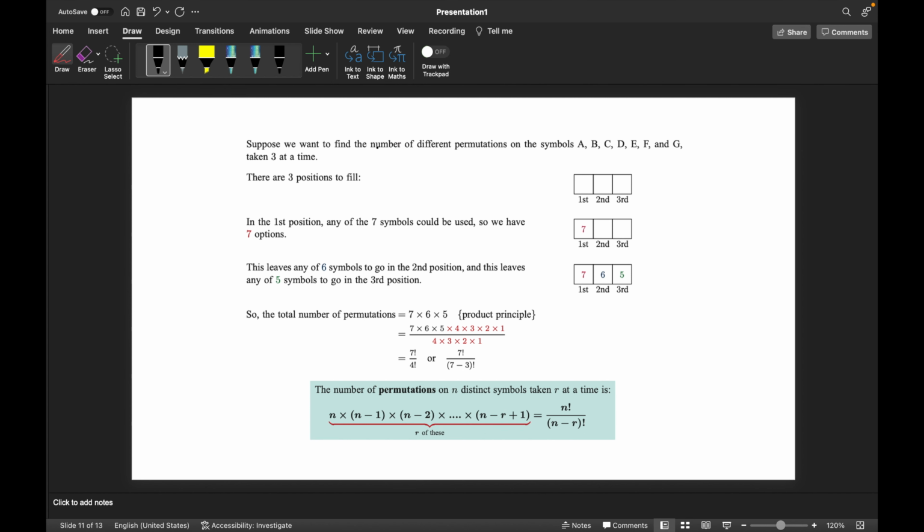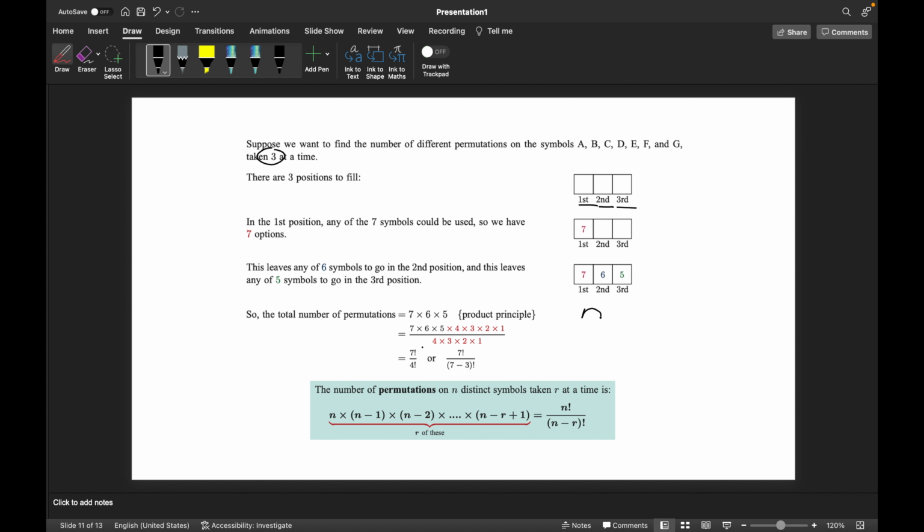So suppose we want to find the number of different permutations in the symbols A, B, C, D, E, F, G, taken 3 at a time. So there are 3 positions to fill. The first one, second one, and third one. So the first position can be filled in seven different ways, and the second one in 6, and then 5. And now we use the product principle to find this. So it's going to be 7 into 6 into 5. So that's how we get this.